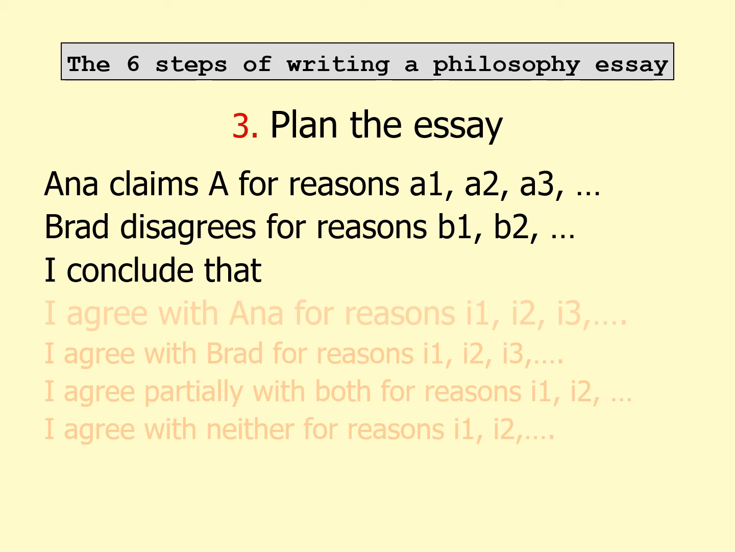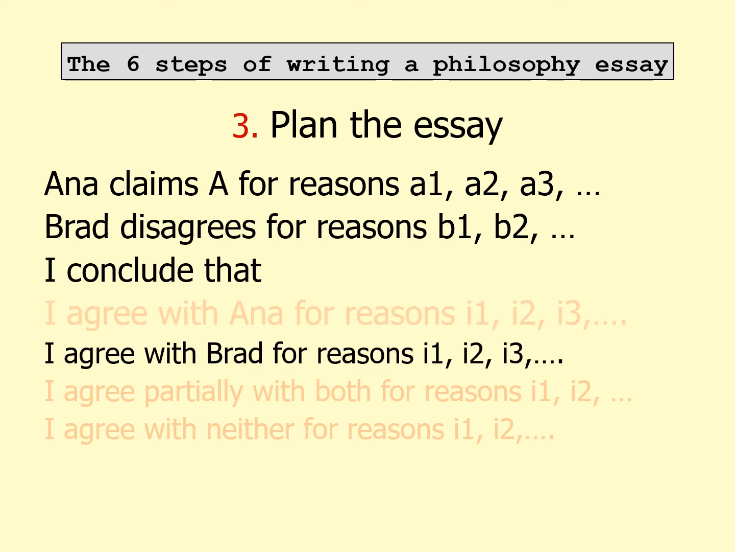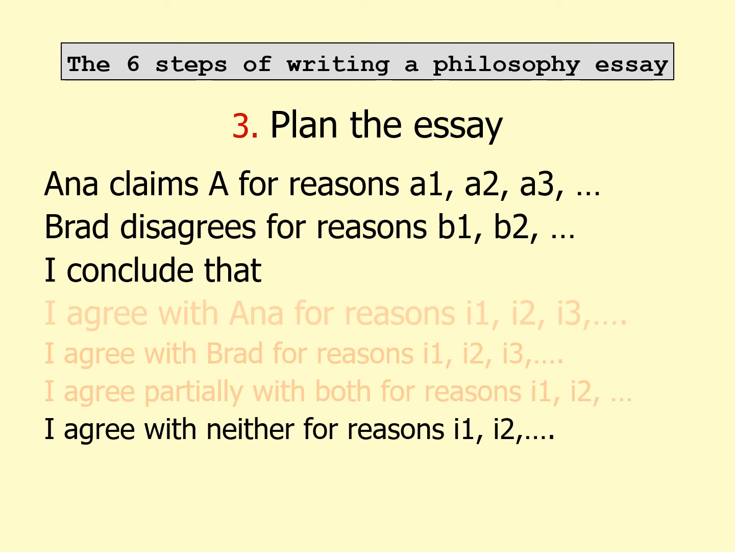Claim A is a philosophical thesis that you would have already assessed for truth and validity. You would have done the same thing for the argument that the second philosopher provides. Here you see, Anna's the first philosopher, Brad's the second. In this completed plan, we observe that it has 3 main parts, whether your conclusion is that Anna is right, or Brad is right, or Anna and Brad are both only partially right, or that neither are right.